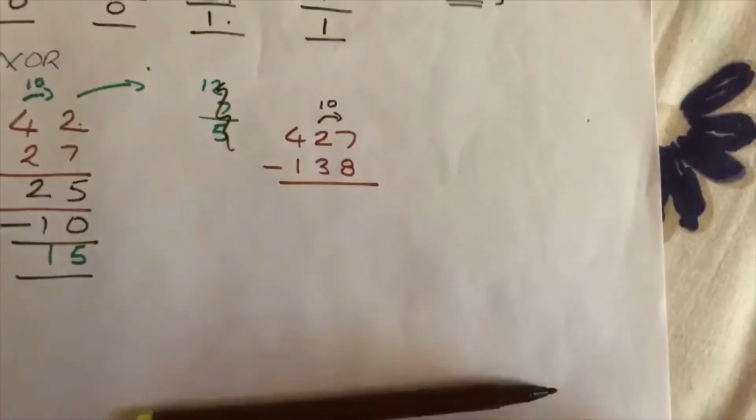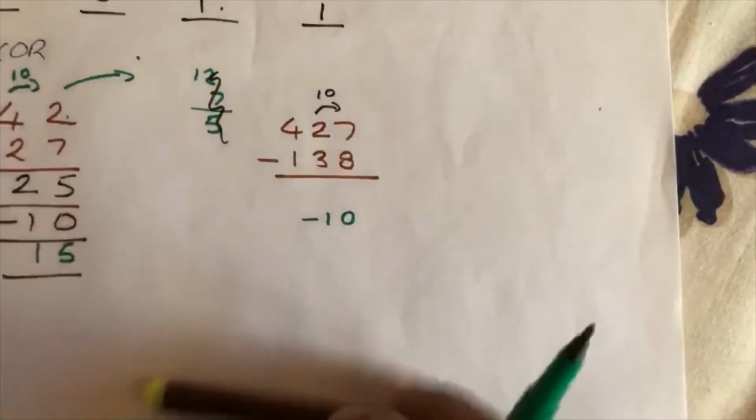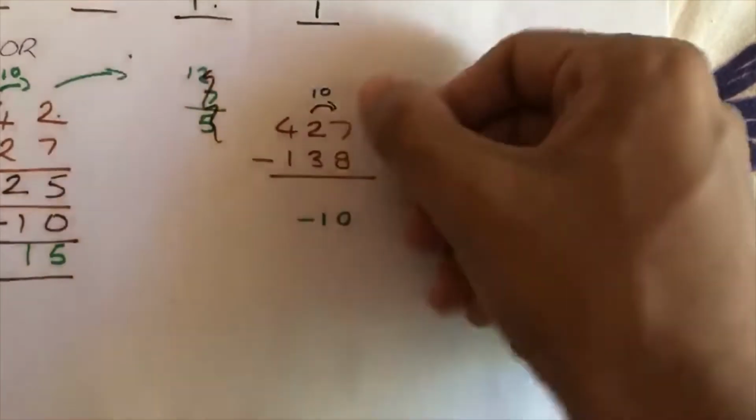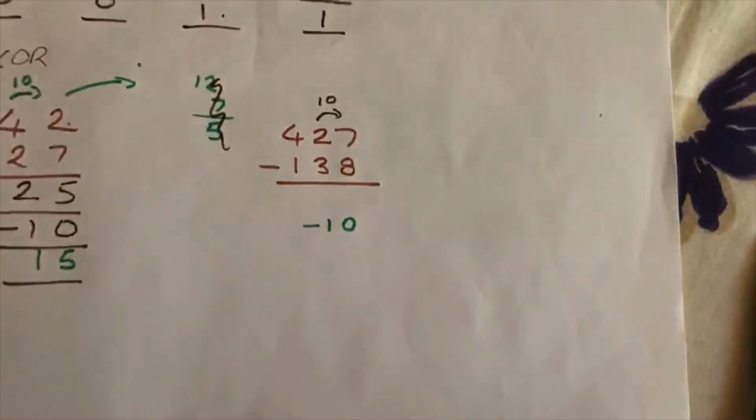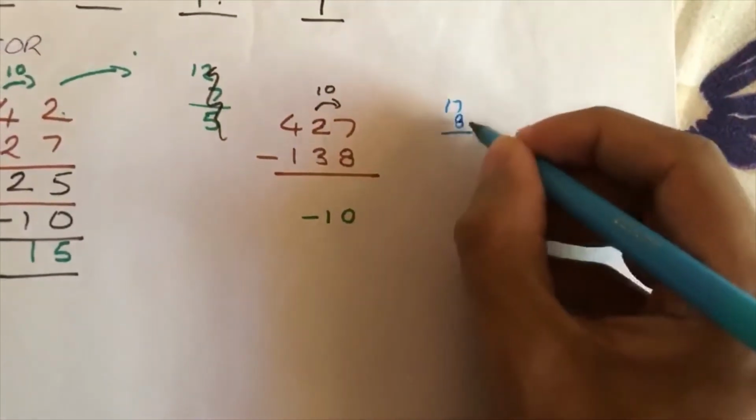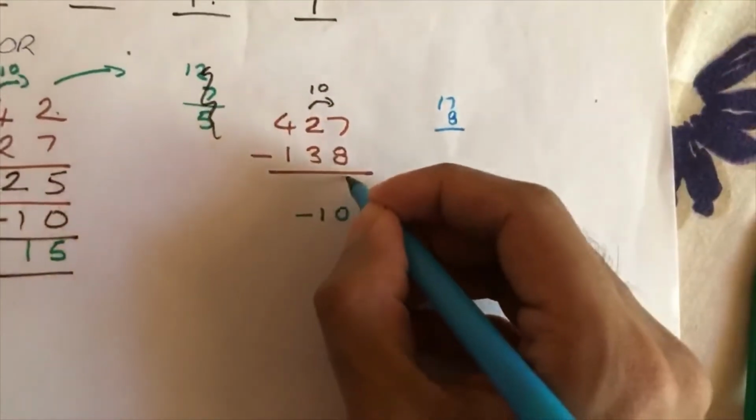So first of all, we borrowed a 10, so let us write it here. We need to subtract a 10 because we borrowed a 10. Now since we borrowed a 10, this becomes 17. 17 minus 8 gives you 9. So we write 9 here.